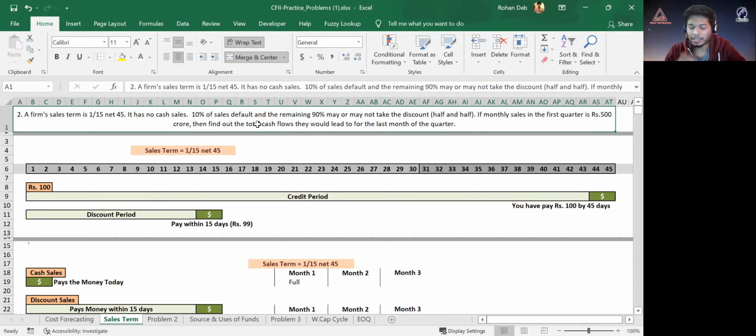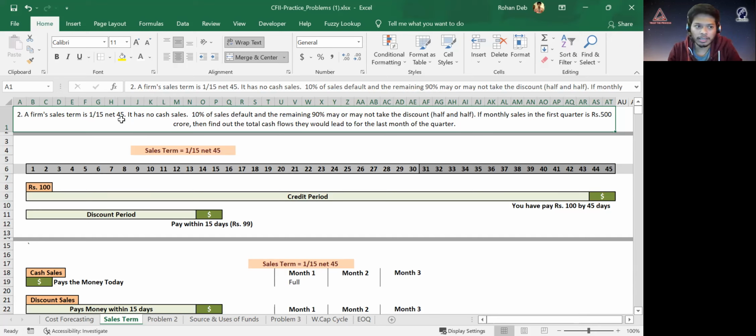Okay, so this might seem complicated. So I'll just explain what the terms mean and what the entire sales period, credit period, and discount period is, and then I'll move to the solution. I'll put a timestamp, so if you understand the question, you can directly go to that. So firstly, what is this 1 by 15 net 45?